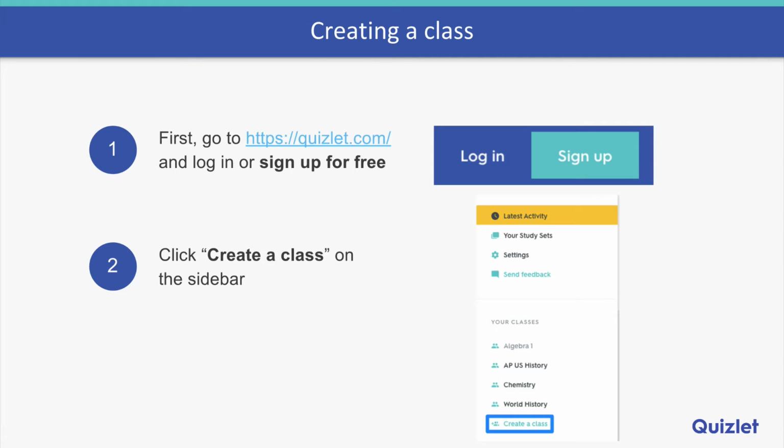If you haven't already, the first step is to sign up for a free Quizlet account, which you can do on Quizlet.com. And then once you're logged in, go ahead and look for your sidebar, and you can choose the Create a Class option.